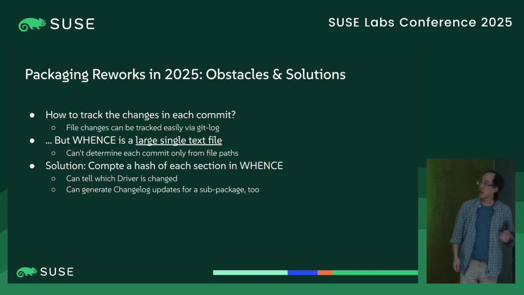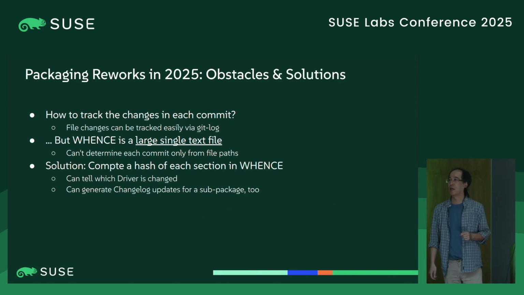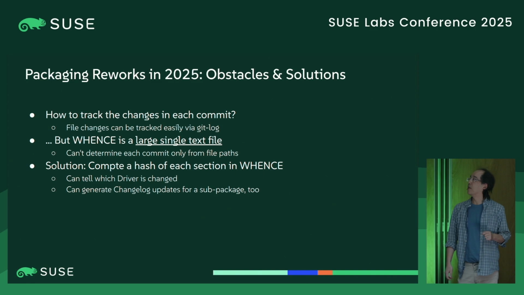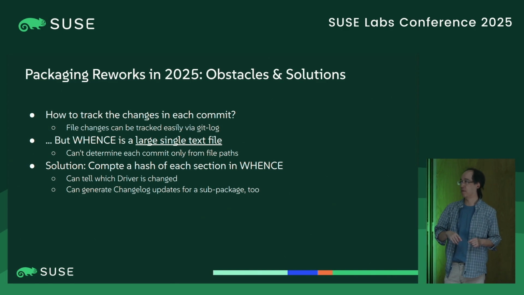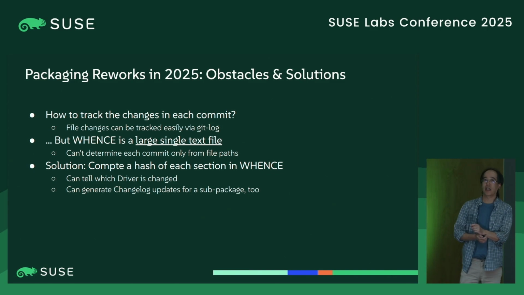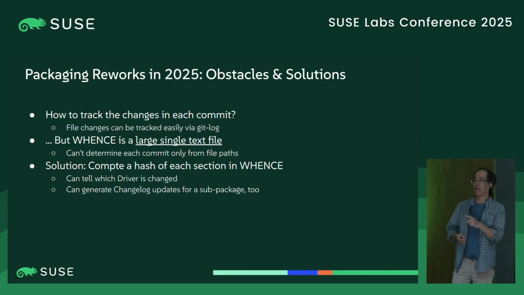So for that solution, we compute a hash of each part, each section of the WHENCE file, and check the hash between each commit ID, each Git commit. In that way, you know which driver has been changed in which commit. Then you know which subpackage has to be updated. And also you can generate a changelog only for the relevant commits.